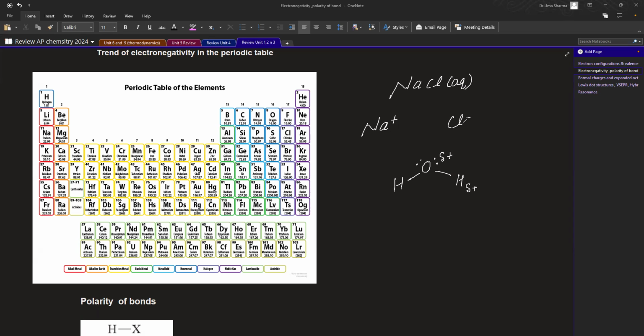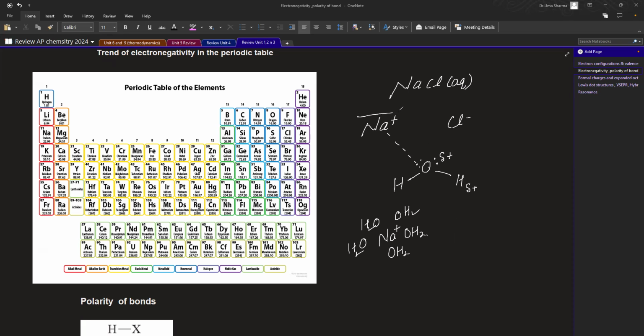So when Na plus and Cl minus are going in the water, Na plus will be surrounded by oxygen of the water because this is plus and this is minus. Can you see how Na plus is surrounded by oxygens of the water? Water is not breaking apart. The only thing is the orientation: oxygen is pointing in the direction of Na plus.